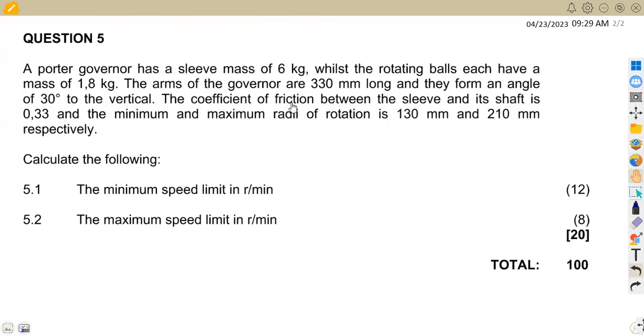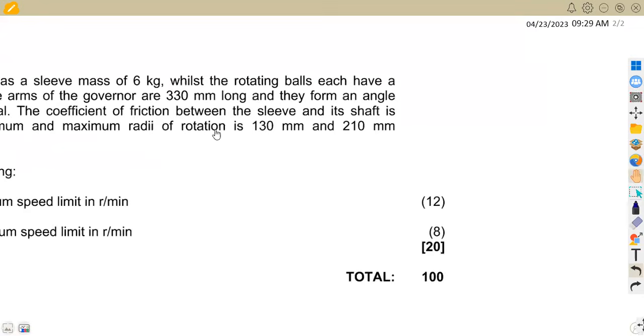The coefficient of friction between the sleeve and its shaft is 0.33, and the minimum and maximum radii of rotation is 130 millimeters and 210 millimeters respectively. Calculate the following. All right, so this is the information that you're given in this case. So let's just save our data down.